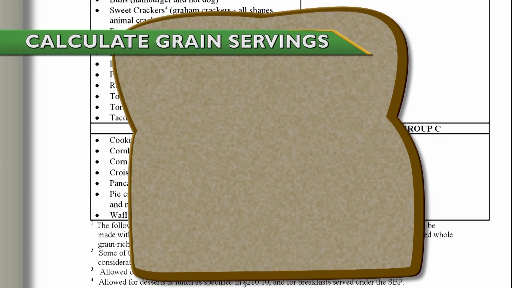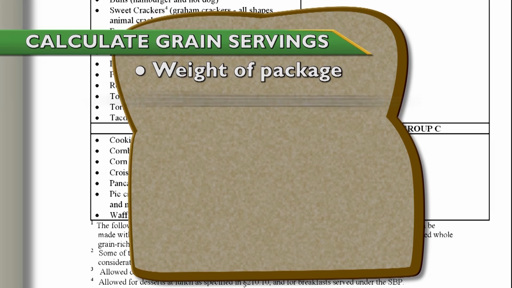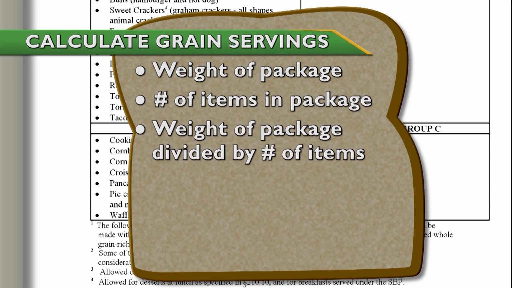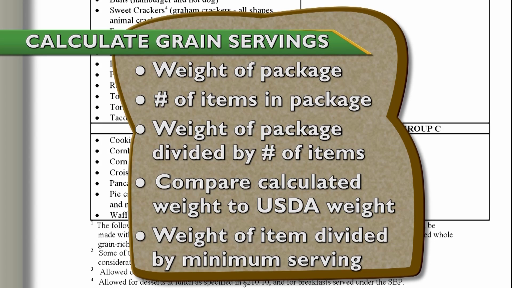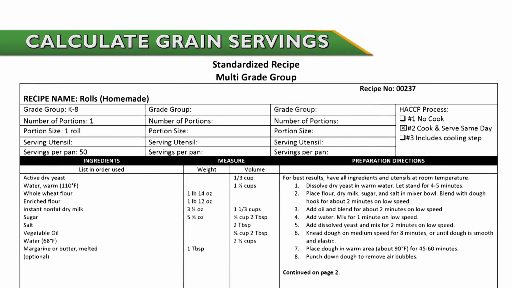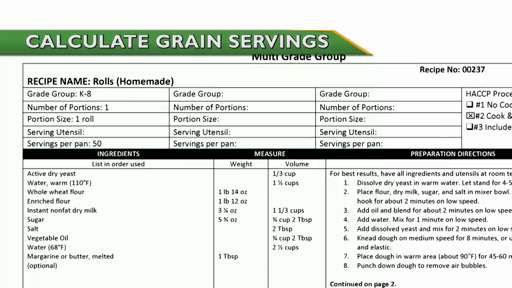To calculate the number of servings of grains and breads, obtain the total weight of the package and the number of items it contains. Divide the total weight of the package by the number of items in the package to determine the weight of one item. Locate the grains and breads group that has the product listed. Compare the calculated weight of one item to the weight of a minimum USDA serving in that group. Divide the calculated weight of one item by the minimum serving to find the number of USDA grains and bread servings in the product. In this example, calculate the grain contribution of a from-scratch recipe for rolls.